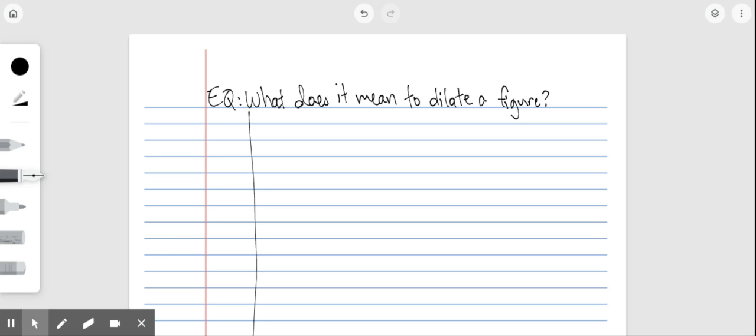All right, you guys, so today we're talking about dilations and what a dilation is. And our essential question is, what does it mean to dilate a figure? So the first thing I want to do is just redefine dilation. Okay, a dilation is a transformation wherein the figure is enlarged or reduced.